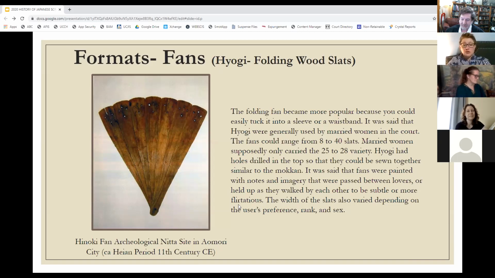Hyogi had holes drilled in the top so that they could be sewn together similar to the mokan, and they had that bottom hole drilled as well. It was said that fans were painted with notes and imagery that were passed between lovers or held up as they walked by each other to be subtle or more flirtatious. The width of these slats also varied depending on the user's preference, rank, and sex. This is an example from an archaeological dig from the 11th century.